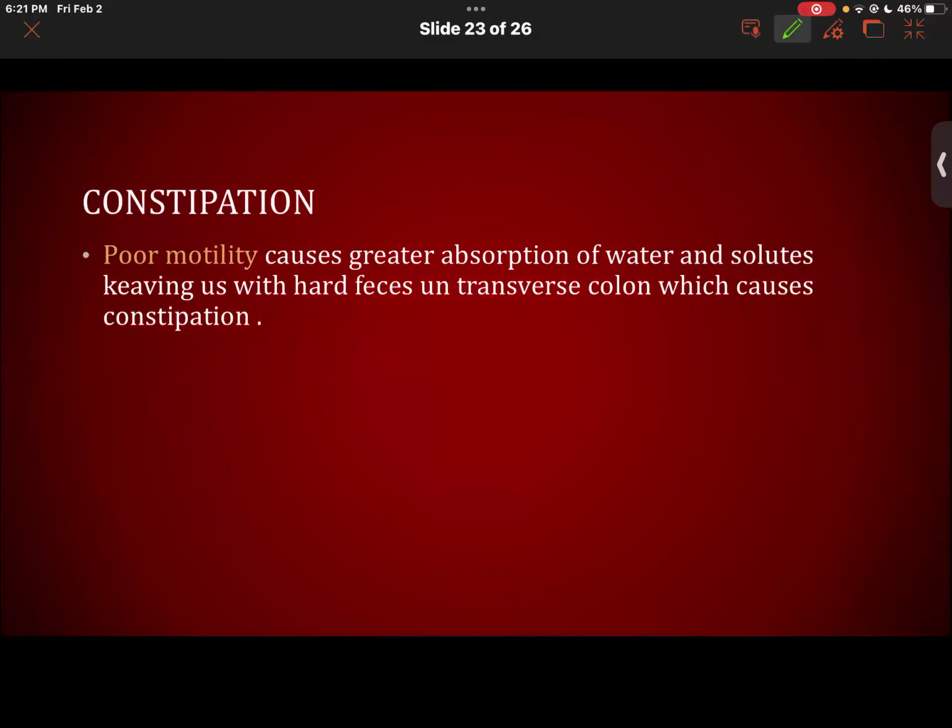Okay, so constipation is obviously when you have hardened feces, and this is due to poor motility in the gastrointestinal system. If you have poor motility, it's going to increase the transit time. If you have an increase in transit time, you're going to have greater absorption of water and solutes, leaving us with hard feces in the transverse colon, which causes constipation, right?